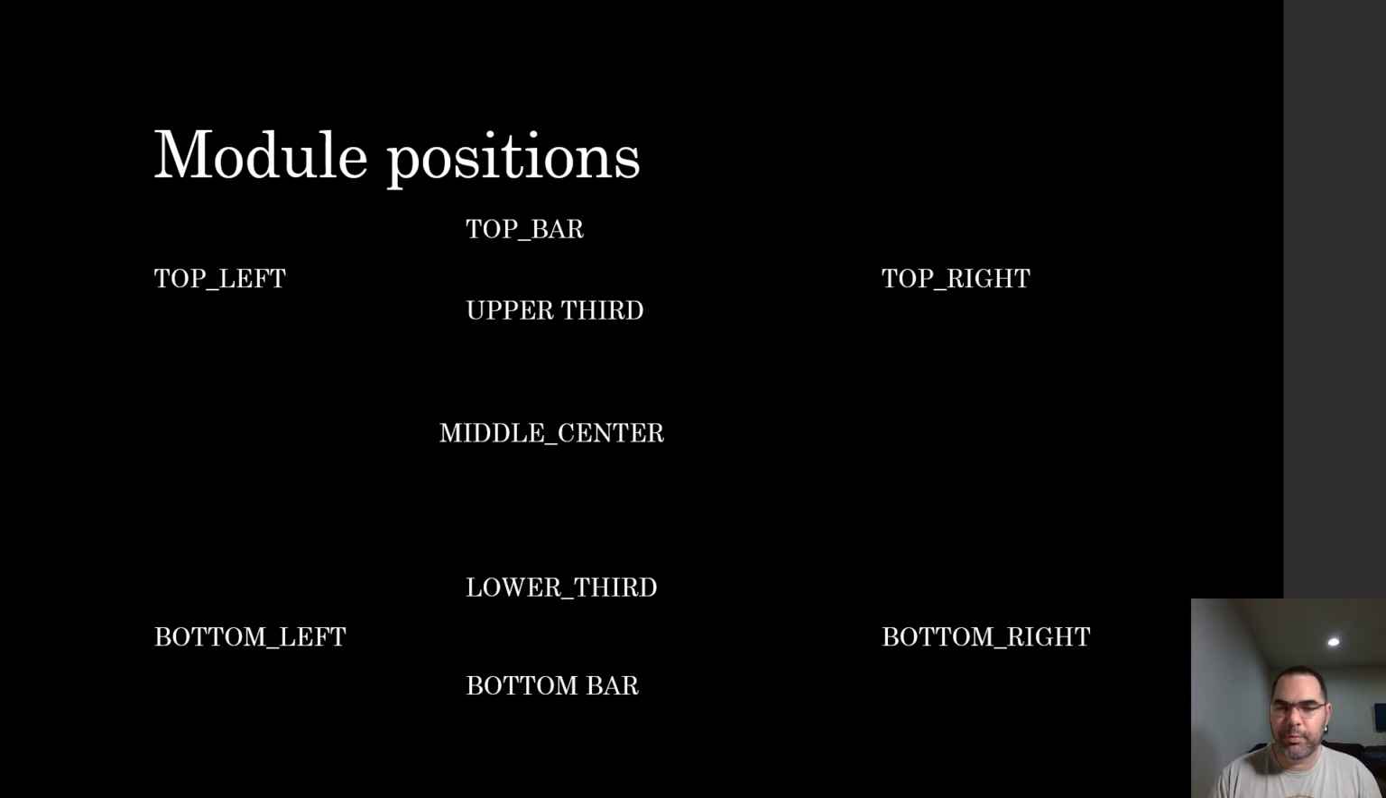Now, I kept talking about module positions. You can imagine that the screen is broken up into quadrants, like the top left and top right and lower third and so on. What you do is you specify one of these for where you want your module. So if I want the weather to show up in my mirror in the top right corner, I would say position top right for the weather module, and up there it'll go.